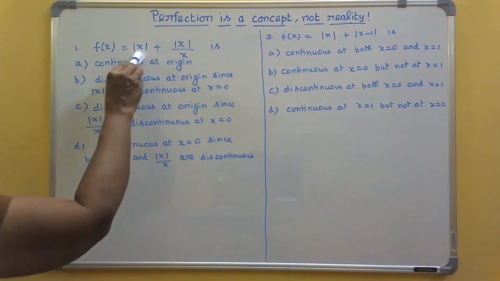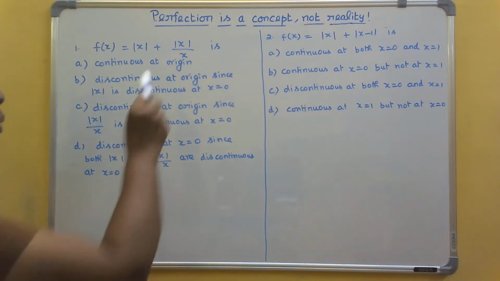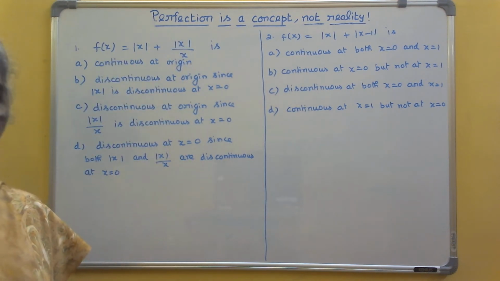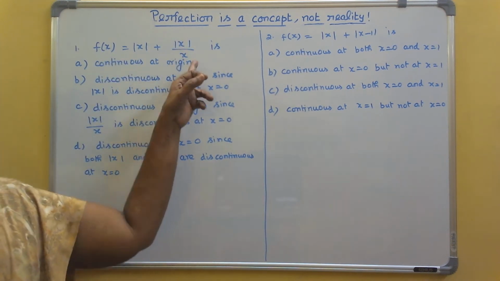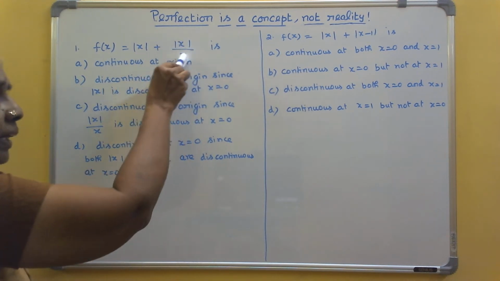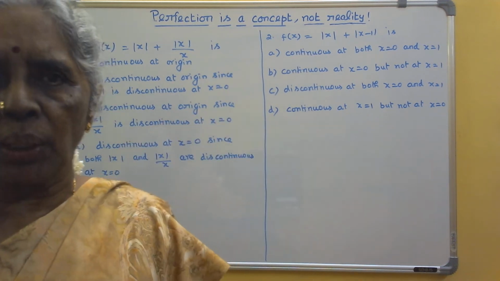Now, this is a simple modulus function. Definitely this is continuous everywhere. Now see this term. This is like f(x) by g(x). You know, when it is like that, g(x) is not equal to 0. So x should not be equal to 0. So this function will be discontinuous at x = 0, right?